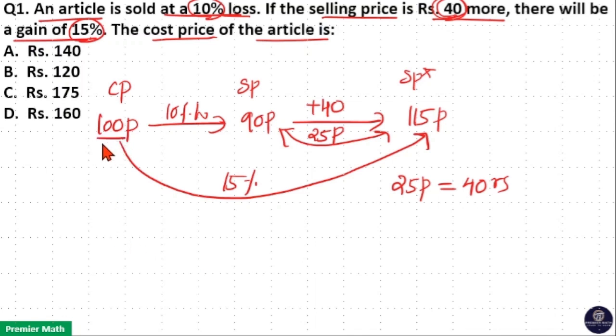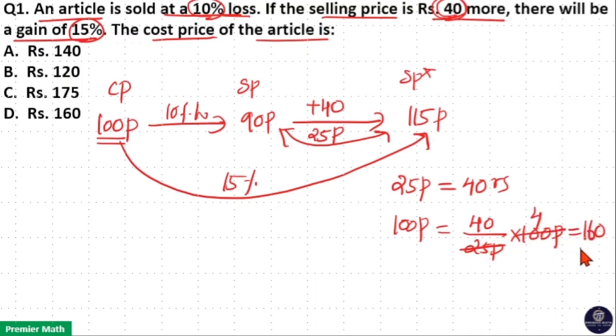So we need to find out what is 100 parts. So 100 part is the cost price. 100 parts is equal to 40 by 25 parts into 100 parts, which is equal to 25 goes 4 times in 100. So 160 rupees. Option D is your answer. Actually, this 100 part is equal to 160 rupees.